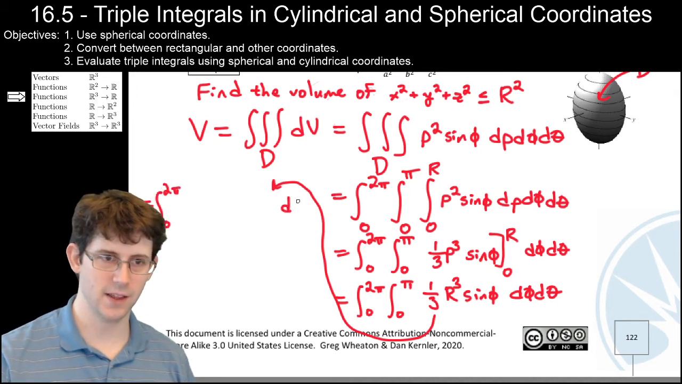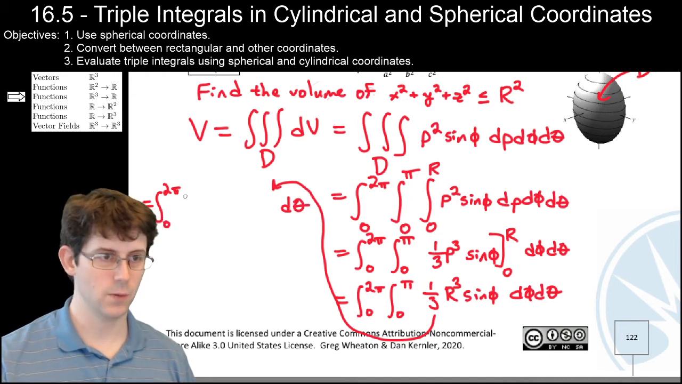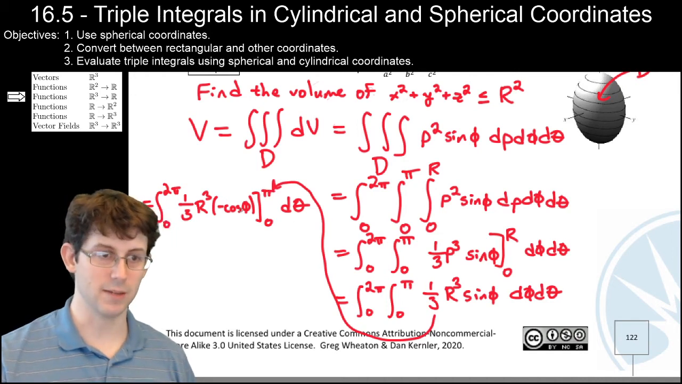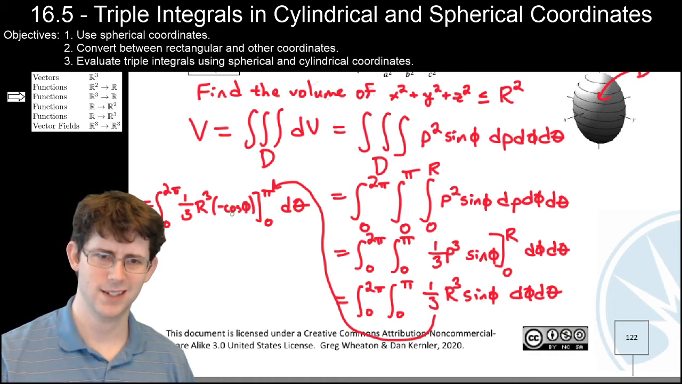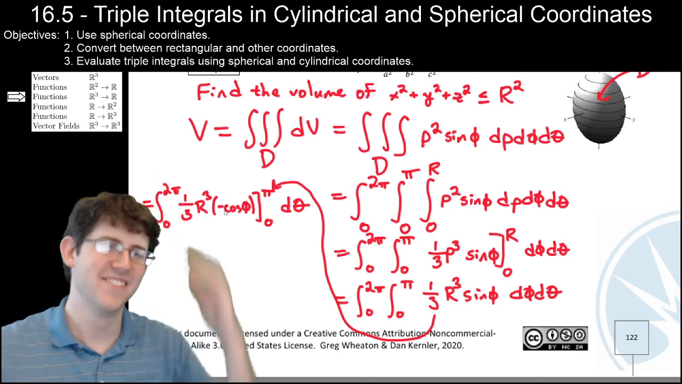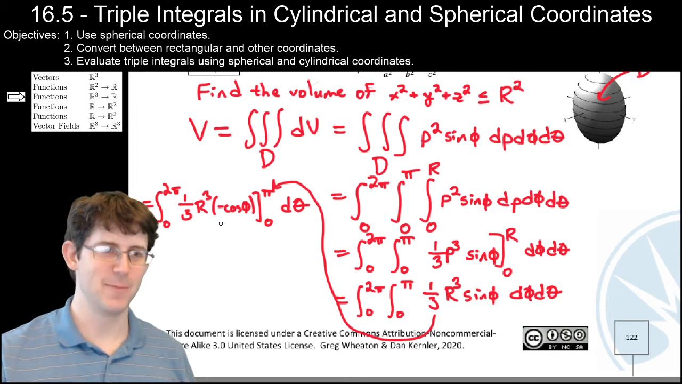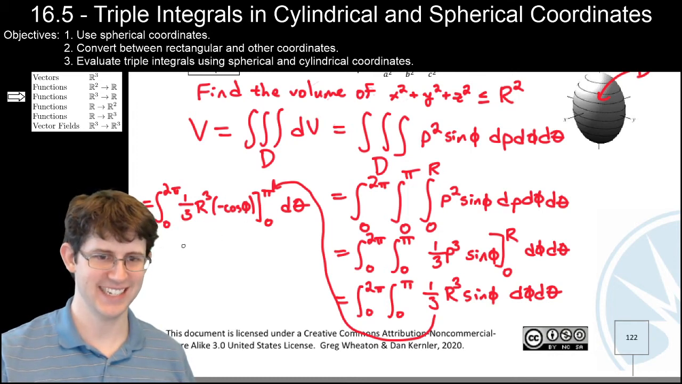So the outer integral, the theta integral, is just waiting for us. The 1/3 r cubed is a constant. The integral of sine phi is minus cosine phi. And we're going to go from 0 to pi. So you plug in pi, you get minus minus 1. So you get minus 2. Right? Wait, minus minus 1 is not minus 2. Minus minus 1 is 1. Okay, so you get 1 minus 1. So you get 0.